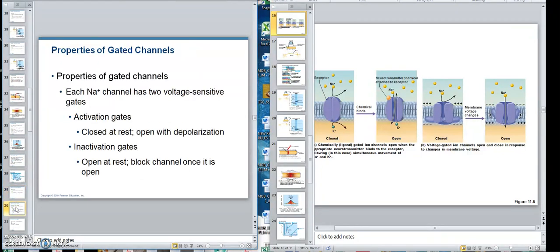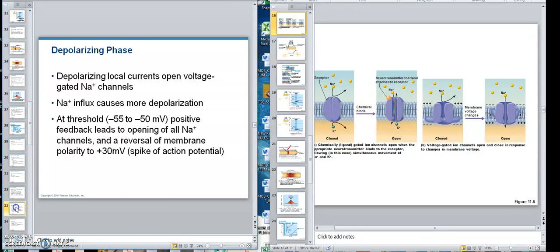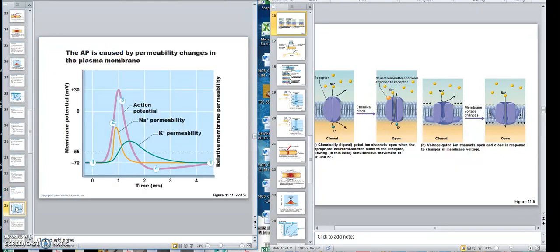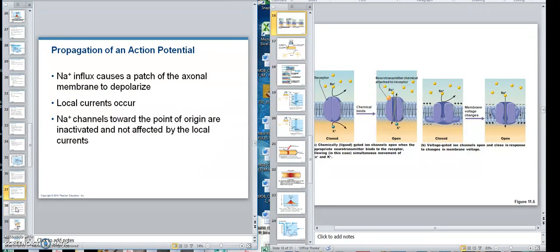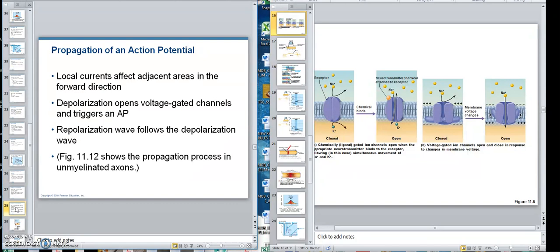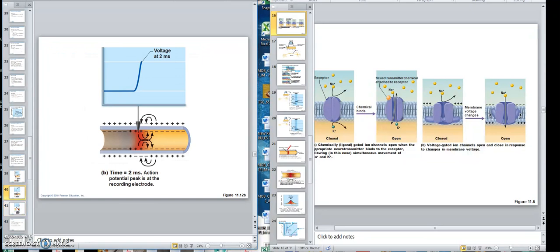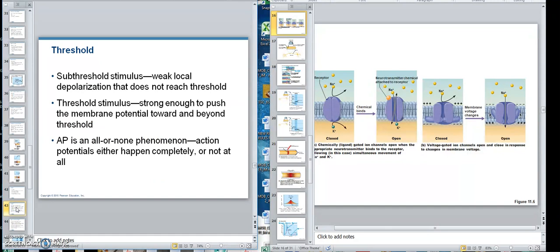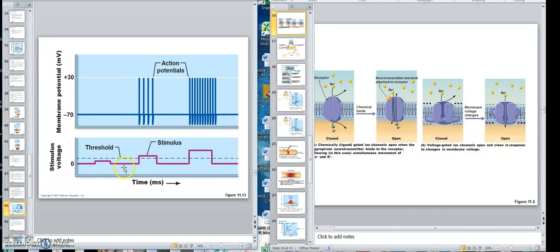Resting state, properties of gated channels, depolarization phase, repolarization, hyperpolarization, this here, talked about that. Propagation of action potential, conductivity, in other words, talked about all of this particular material here, threshold, this here. Now I'm going to say something on this slide here, right here.